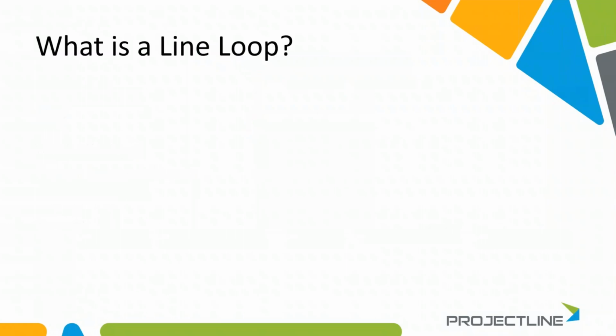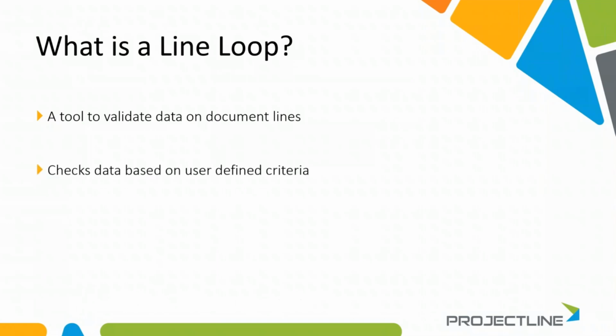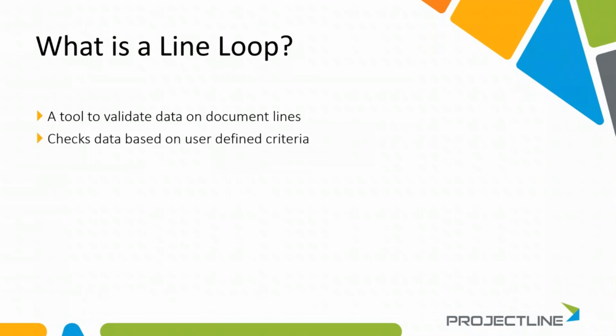So to kick things off, what exactly is a line loop? It's really just a tool to validate data on document lines. We're going to be using the B1UP add-on, and with that add-on comes a tool called line loops. Think of line loops as a way to check information on each row of a document. You define the criteria on the rows that you want to check for. For example, is there a missing price? Did we forget a warehouse, et cetera.